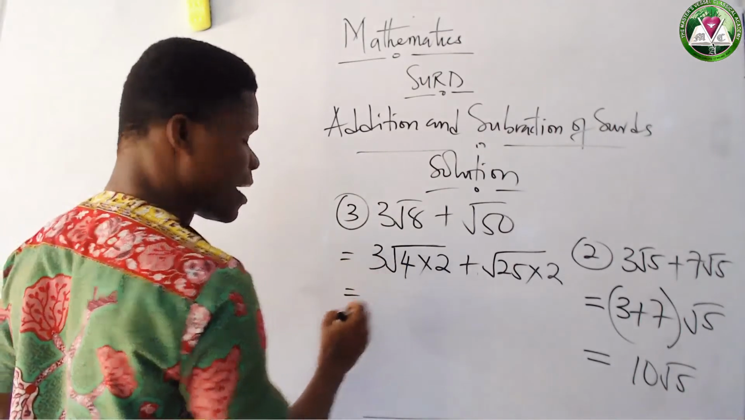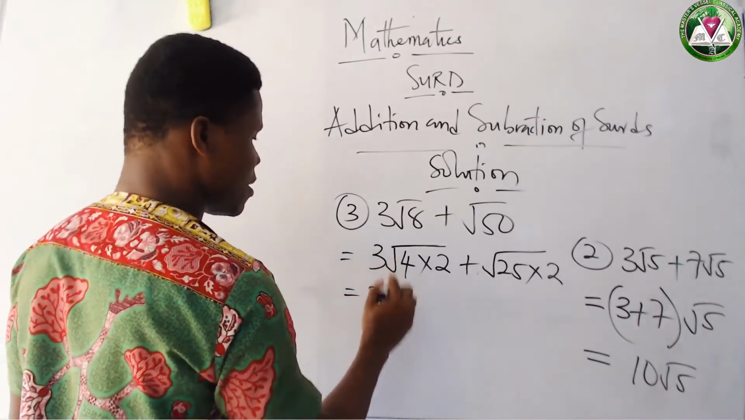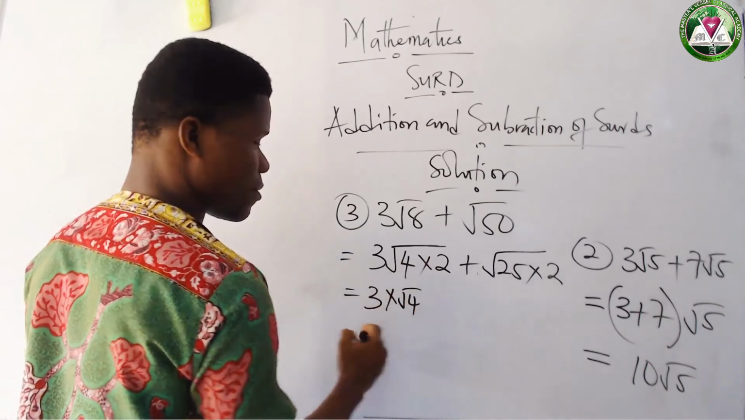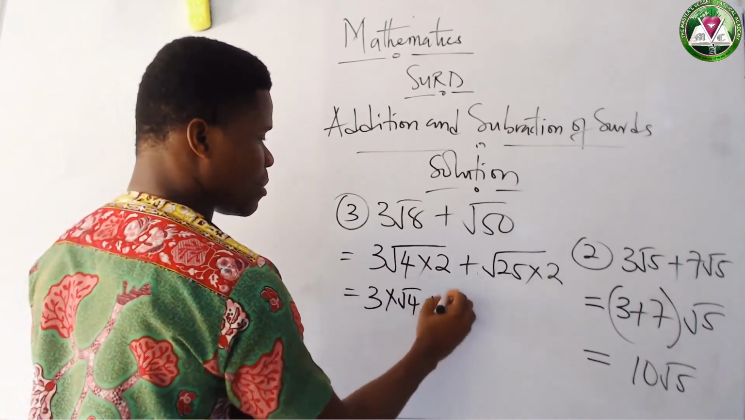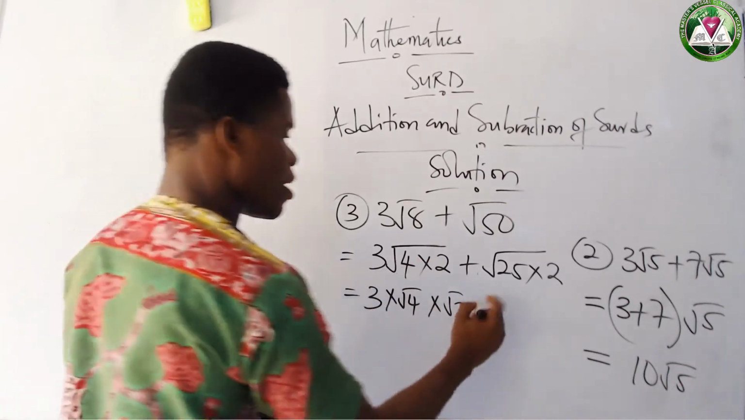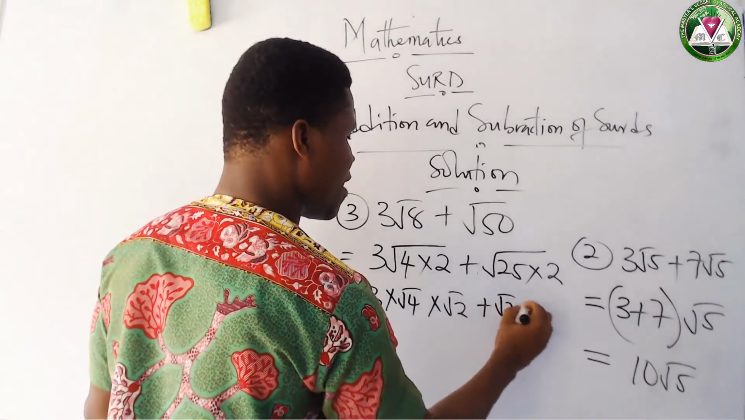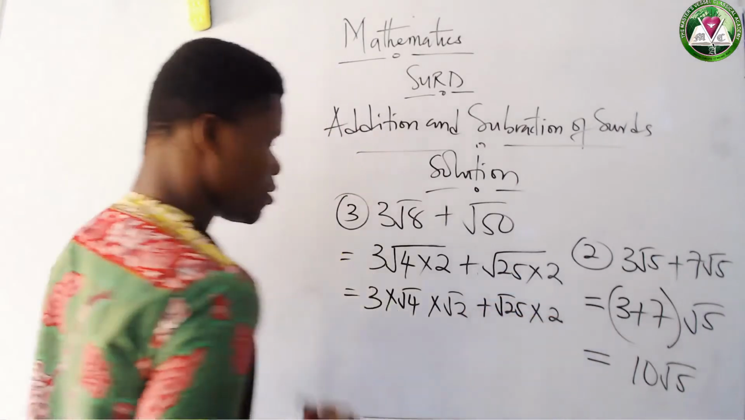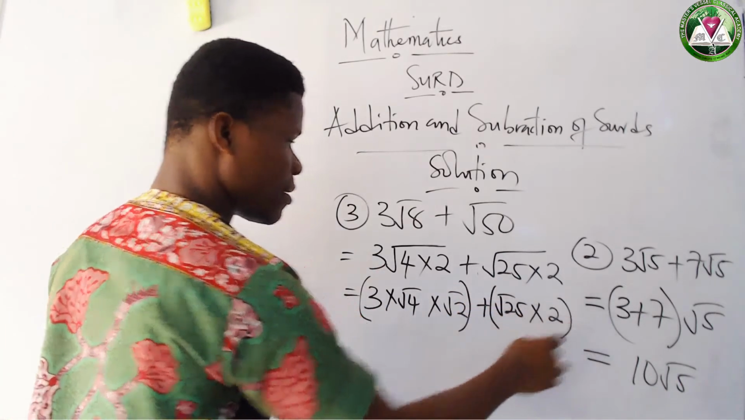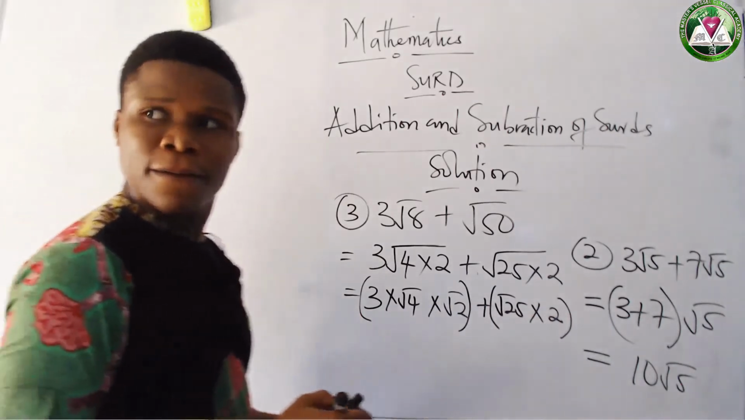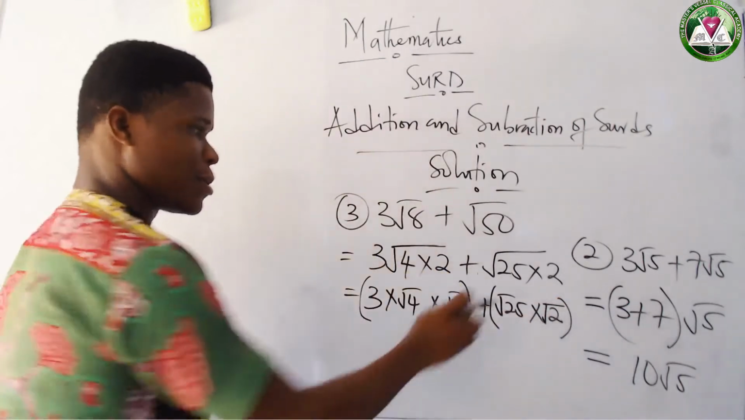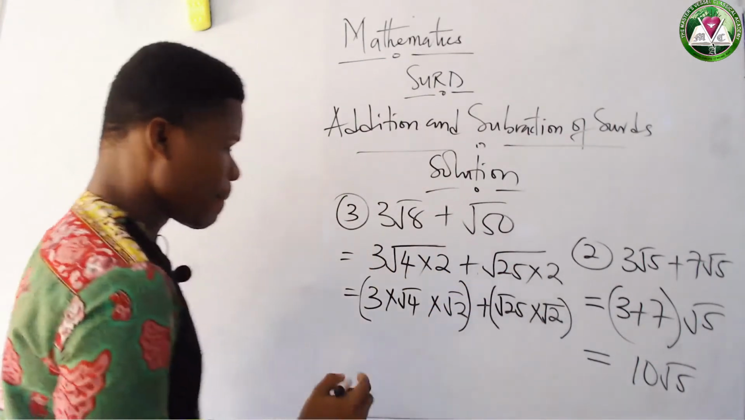Still simplifying, this will give us 3. We separate the roots. This is times root 4, and I'm separating this times root 2. Plus this is root 25 times root 2. To avoid confusion, it's advisable to put your bracket sign. Times root 2, not just 2. So 25 is in the root, and 2 is in the root.